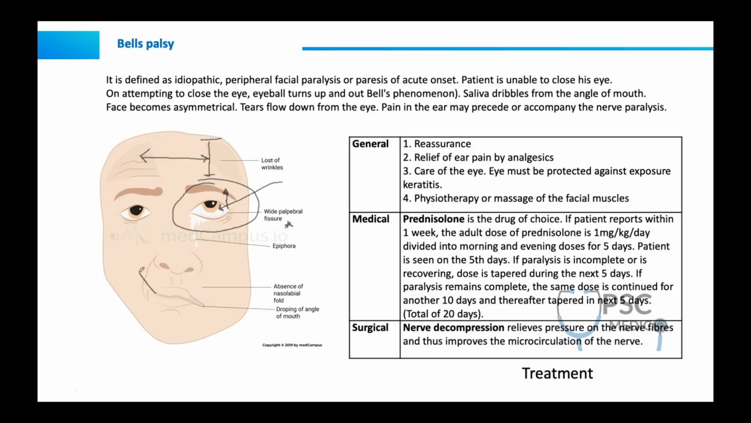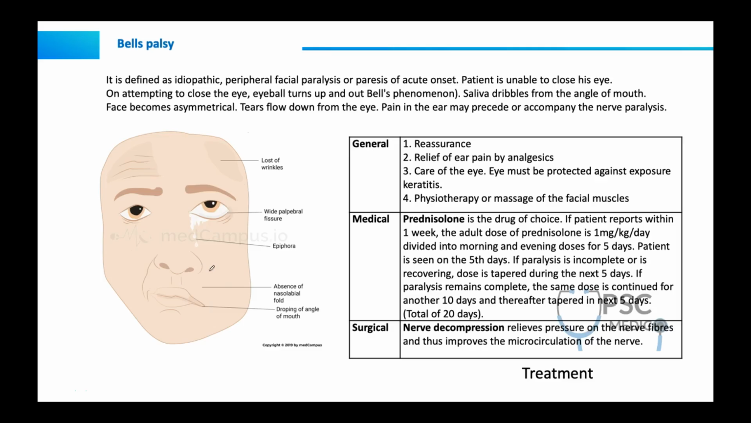Because of that the face becomes asymmetrical, and there will be deviation of the angle of mouth to the opposite side, that is the normal side, whereas on the involved side there will be drooping of the angle of mouth leading to drooping of saliva from that side. Because of this drooping, the nasolabial fold which is present on the normal side is absent here. So these are all the features of Bell's palsy.